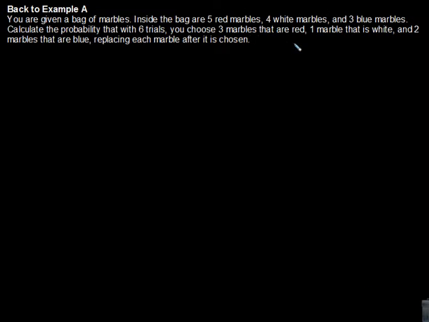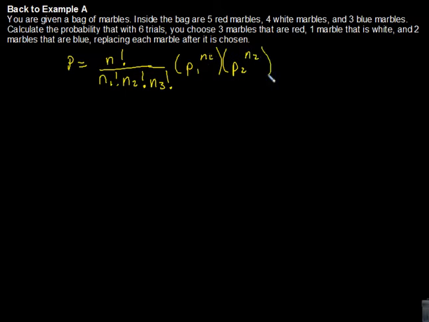Same problem, same formula, so let me write it down really quickly. A 1, not an I. And I'm only going to 3 because we have 3. Okay, n is our number of trials. We are going to do 6 trials. So n is 6.